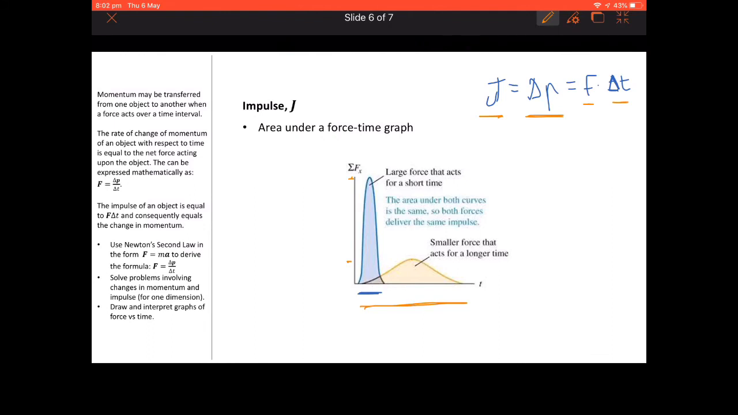But the main point of this slide is just to indicate that even if your force and time are altered, if the change in momentum is the same, the impulse is going to be the same. So if you're increasing the time over which the change in momentum occurs, then the force will be less.